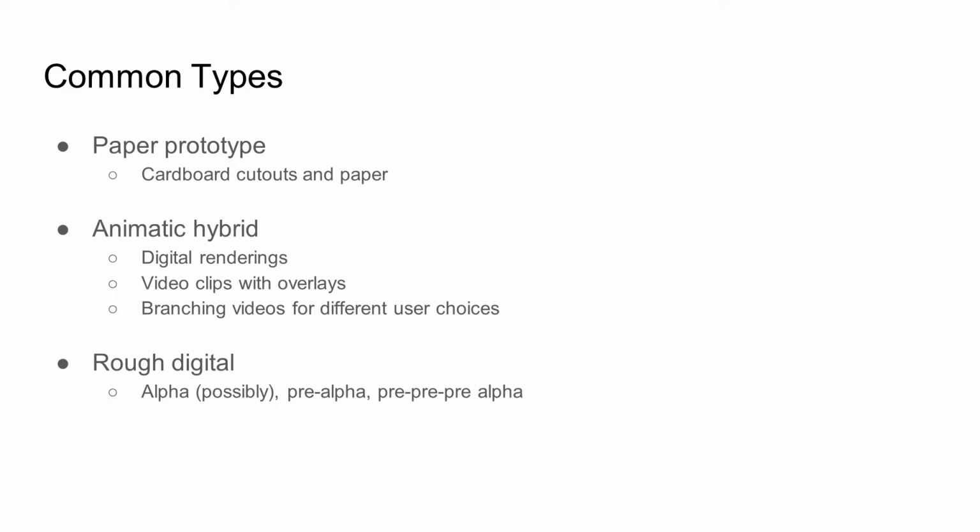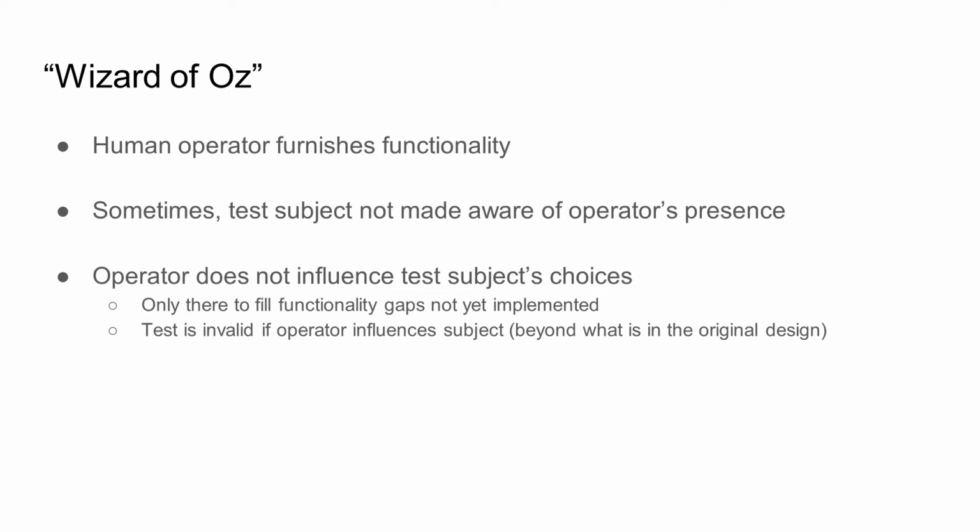Anyway, with all three types, we don't necessarily have to have all of the functionality implemented. Certainly in the paper prototype and the animatic hybrids, it's going to be super rare for all the functionality to be implemented. But how do we actually test the functionality if we don't have it implemented? Well, we can use people.